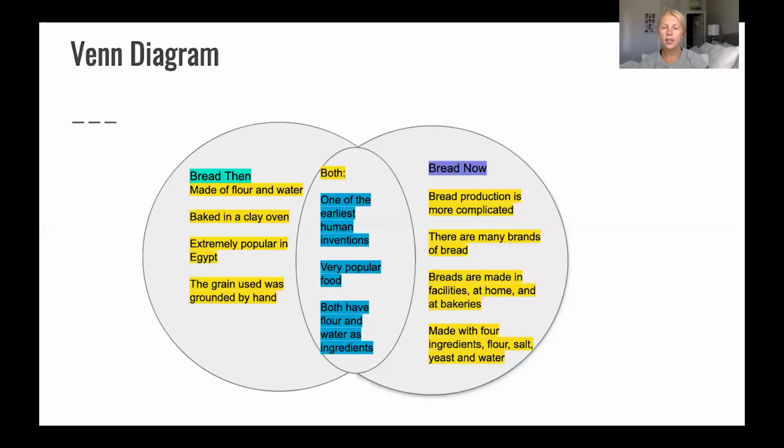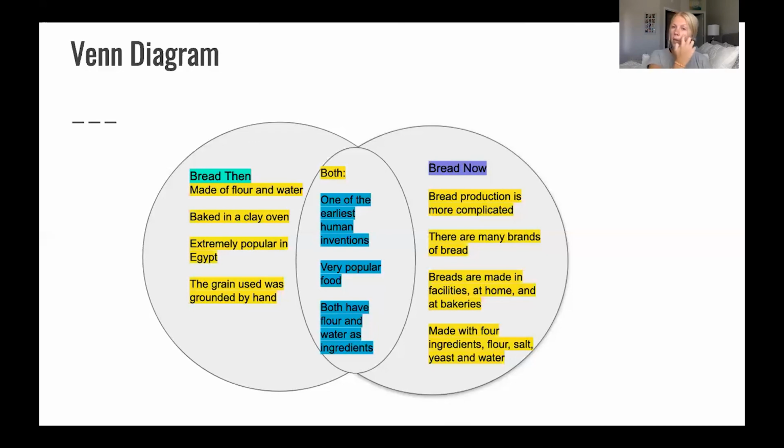And the similarities of the two are listed in the middle. We should have something similar to these similarities. Bread was one of the earliest human inventions. Bread is a very popular food, and both have flour and water as ingredients. So even though bread now has a couple added ingredients, bread back then and bread now still both used flour and water. So that could be another one of our similarities when we are comparing the two.